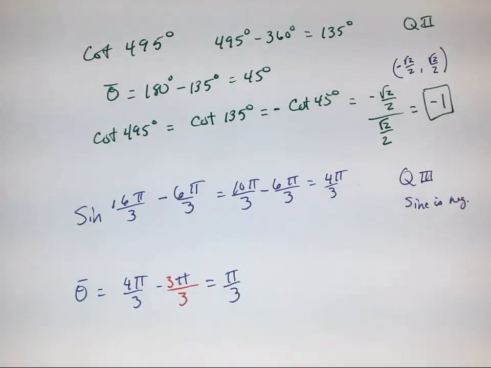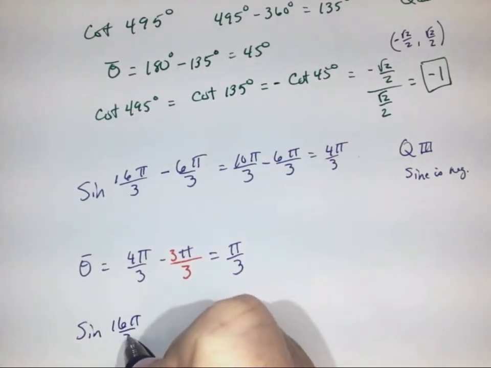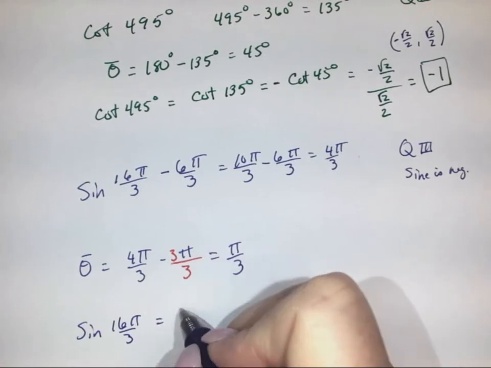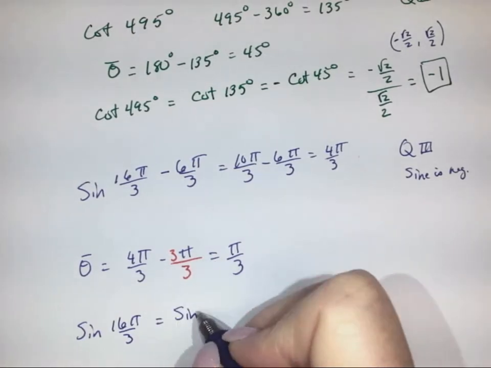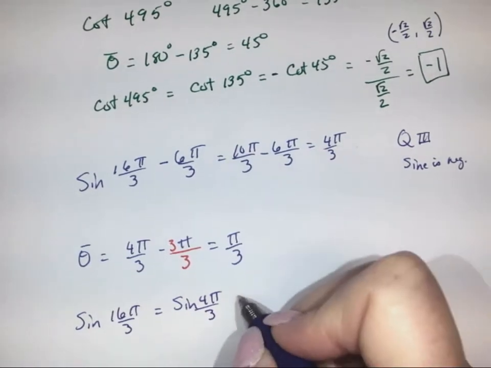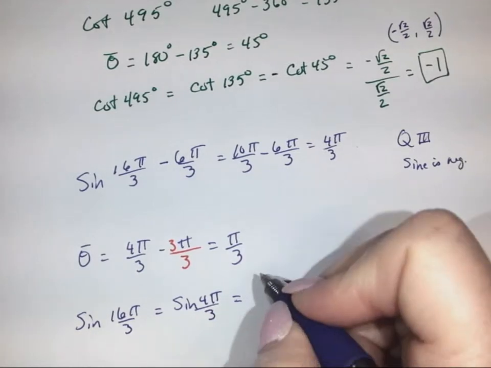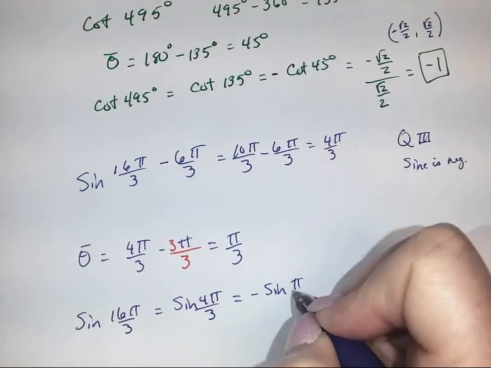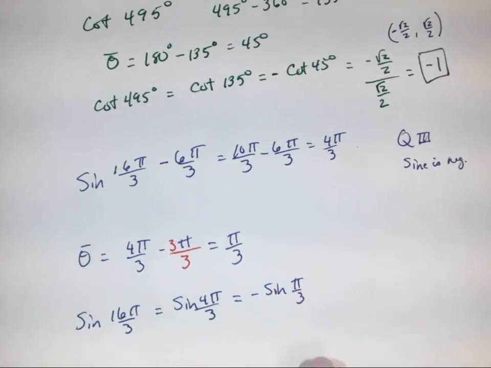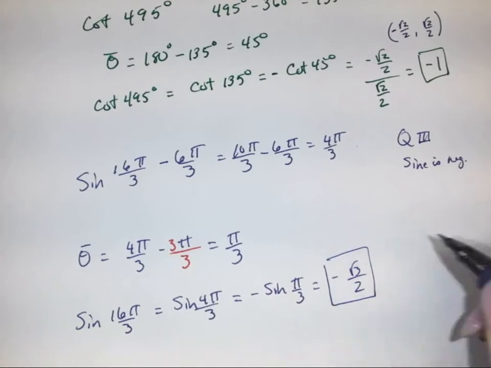So now we can say that the sine of 16 pi over 3 is equal to the sine of 4 pi over 3, which will be equal to the negative of sine of pi over 3, and the sine of pi over 3 from our unit circle is square root of 3 over 2, and we still have that negative.